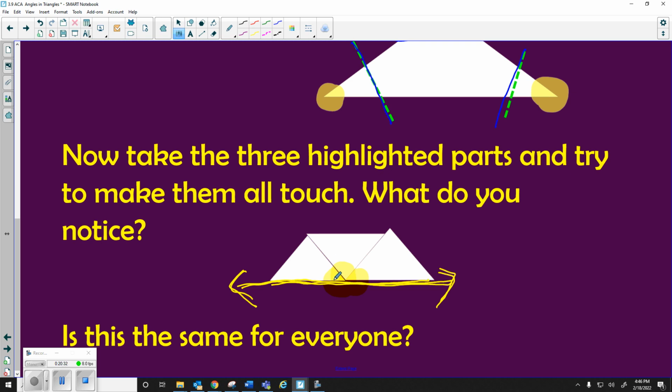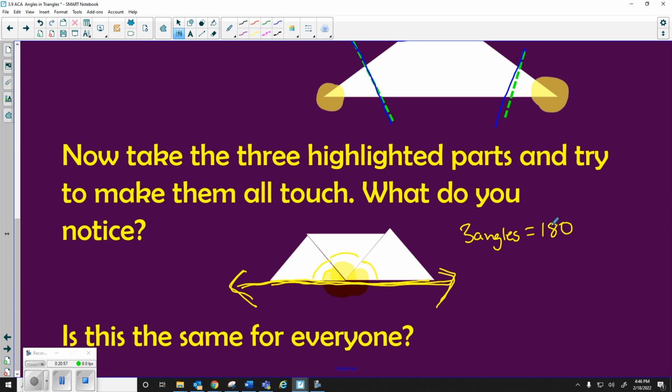Now, what does that mean? That means that this angle plus this angle plus this angle make a straight line. Okay? What that means is those three angles of any triangle, because some people have different ones, those three angles will always make a straight line. That means they will always equal 180. Okay? And that is a fun fact about triangles.